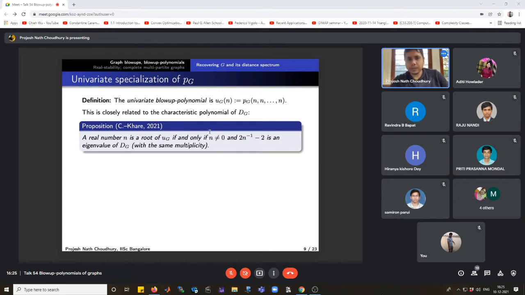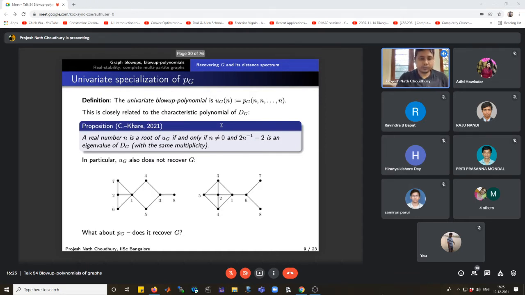Now the question is, can this univariate polynomial detect the graph G? The answer is no. In particular, the same two graphs that I told you demonstrate that the univariate polynomial certainly does not detect the graph, and it equals for these two graphs, but these two graphs are not isometric. This leads us to the same original question: does the multivariate polynomial detect the graph?